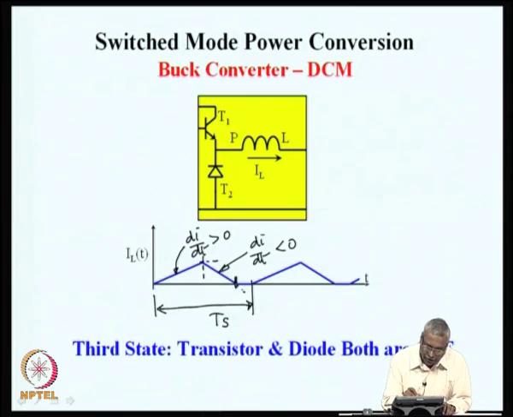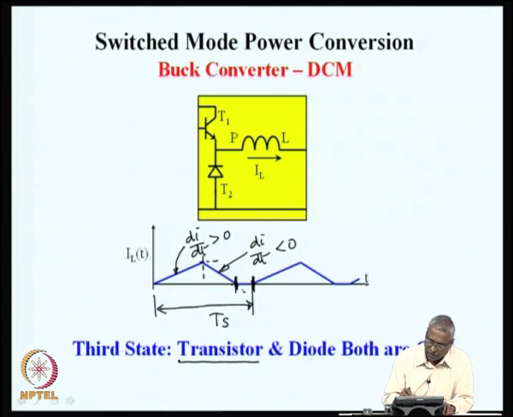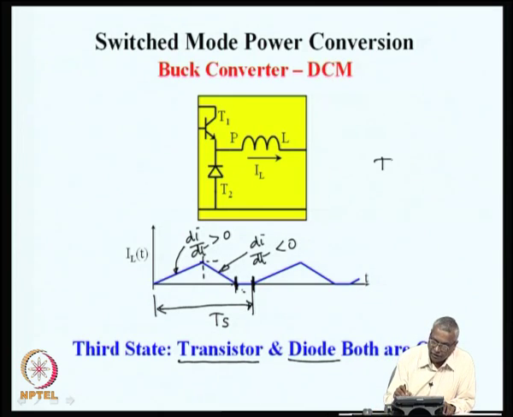So, during the short interval between the time the diode current comes to 0 and the time when the next cycle starts, the diode and the transistor both are off. So, we say that there is a third state when the diode and transistor both of them are off. So, we have an interval T1 when transistor is on, we have an interval T2 when diode is on, and we have an interval T3 when transistor and diode both are off.